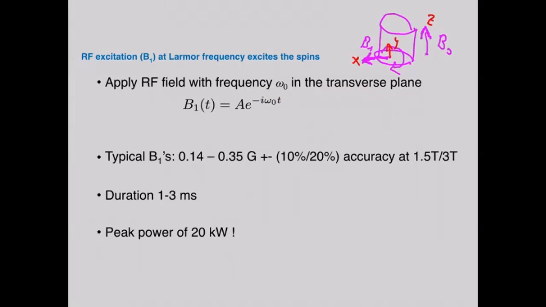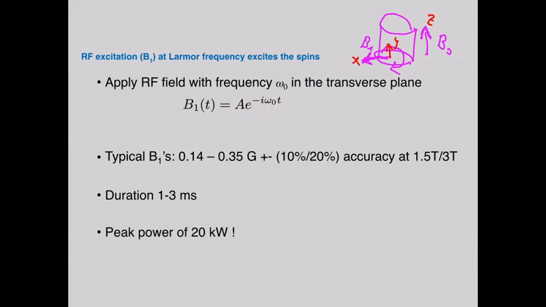We often model this as a phasor: A times e to the minus j omega 0 t, so it's basically a complex harmonic, which is a good model for this. So that precesses at a frequency of omega 0 t.